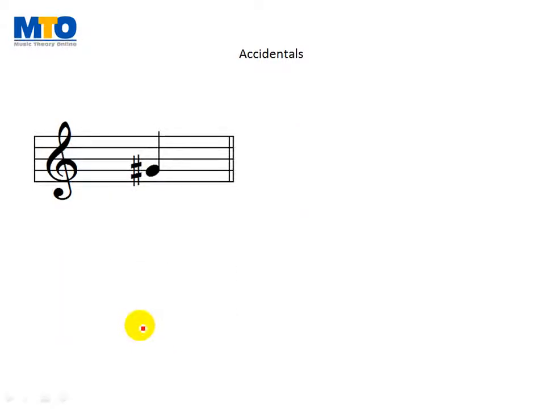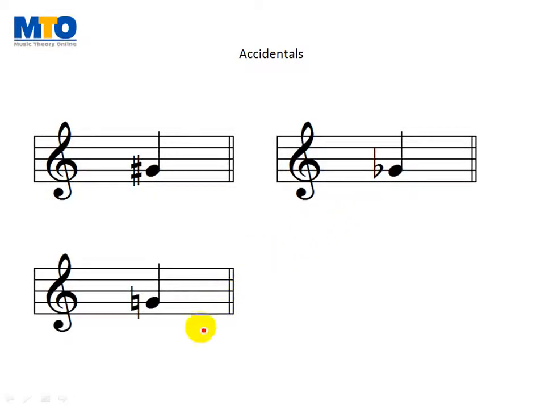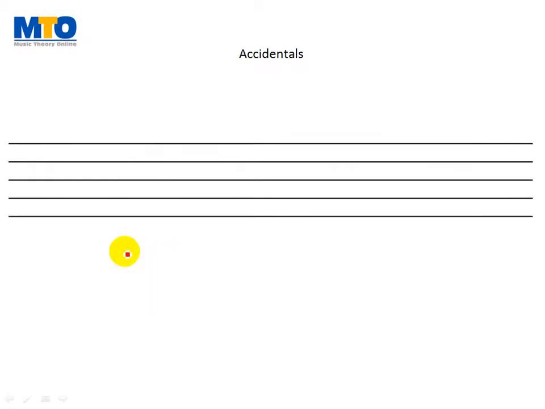If the note is on a line, as in this case, the sharp has to be placed directly on the line, always in front of the note, directly in front of the note, and the same goes for the flat sign, and the same goes for the natural sign. So we've just dealt with the positioning and what the actual sharps, flats and naturals do to a note if placed in front of it.